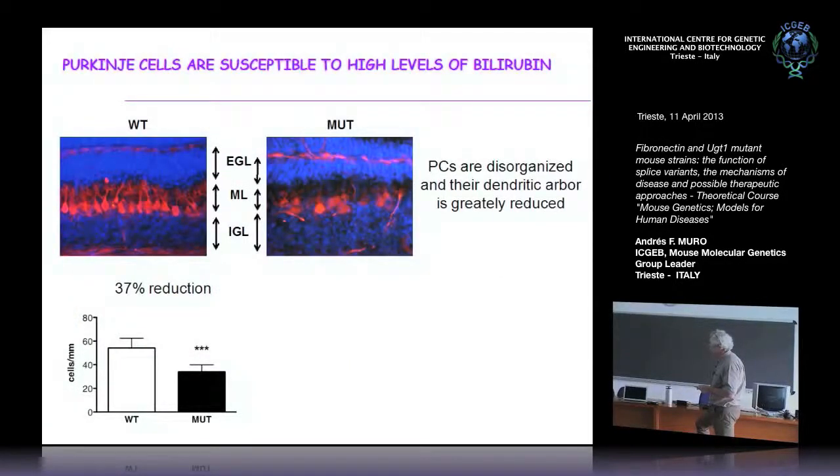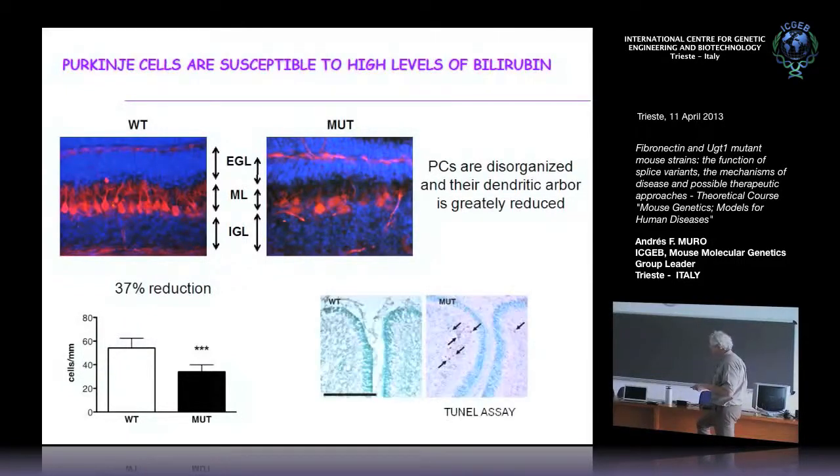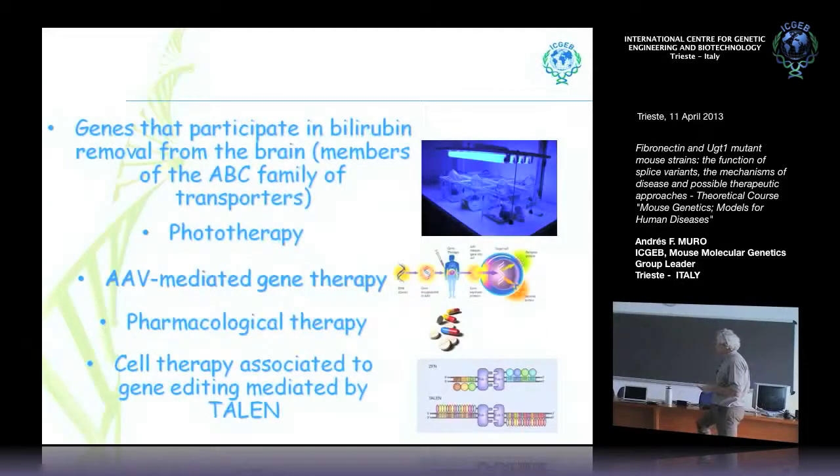Also, there is a loss of Purkinje cells, which are the main neurons of the cerebellum. You can see this is a wild-type animal, this is a mutant one, with a specific staining with calbindin to see Purkinje cells. You can see that here the layer of Purkinje cells is very disorganized, and the remaining cells don't contain the dendritic tree that is seen here. And also many cells here are TUNEL positive, so they are undergoing apoptosis. They are dying.